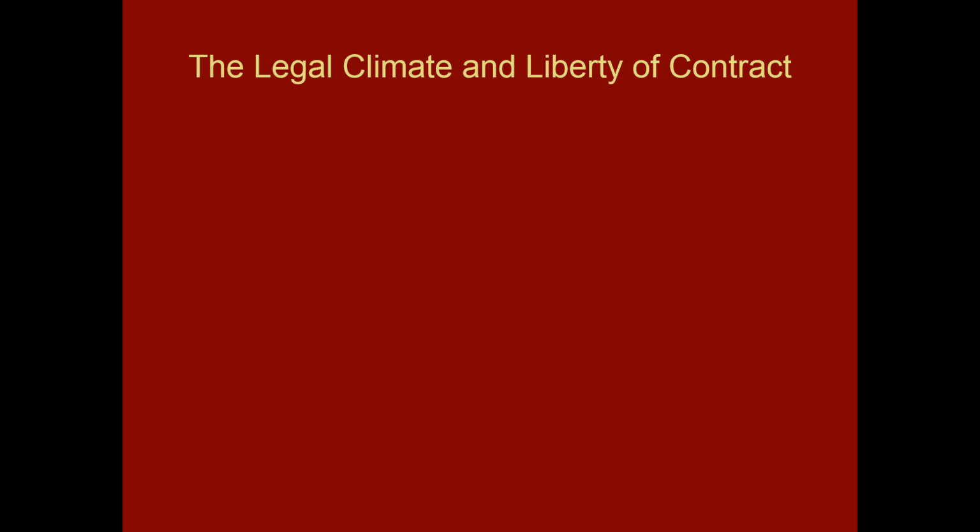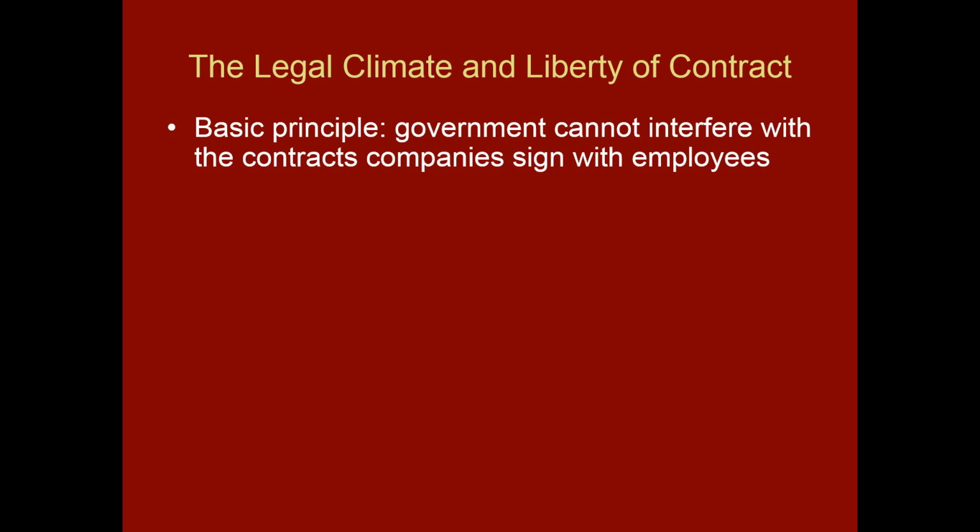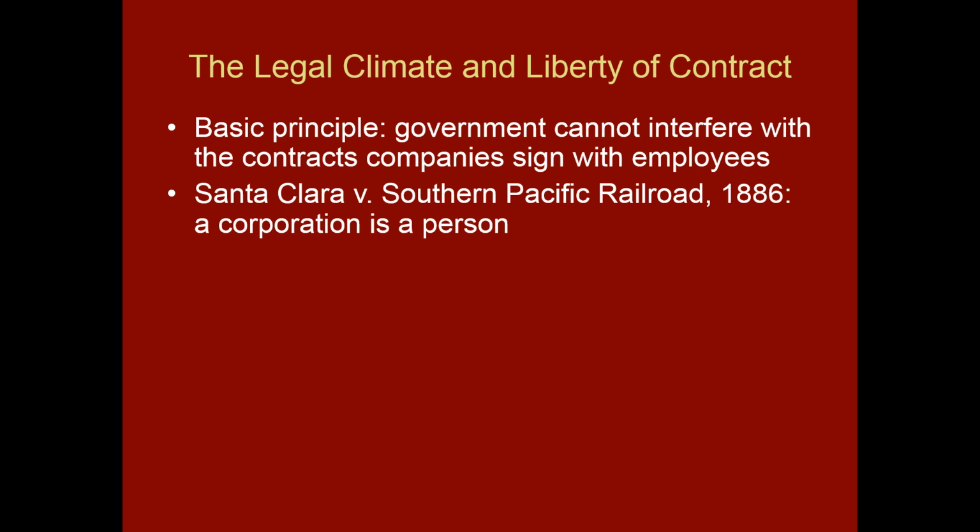The legal climate during this period, during the Gilded Age, was very, very favorable to big business, to corporations. The basic principle was that government could not interfere with the contracts that companies signed with their employees. It was an idea called liberty of contract. Corporations were given the rights of persons. In a case in 1886, there was actually a footnote to the case commenting that a corporation was a person and therefore had to be given the rights of persons.